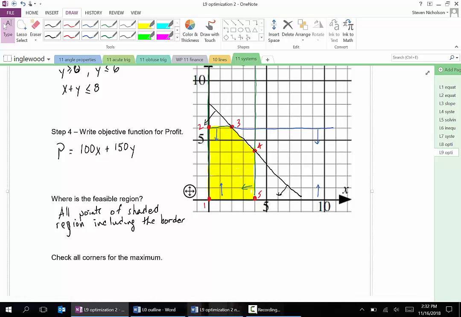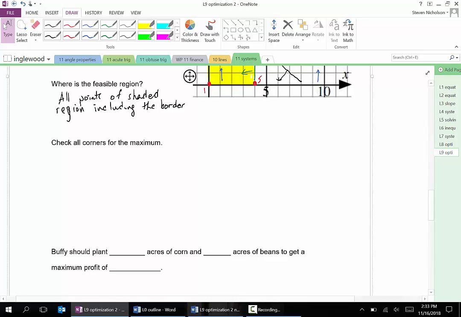Remember, if I'm asking you where the feasible region is, that highlighted yellow area and all the lines on the outside is the feasible region. But if we're actually going to check for the right answer, then we only need to check the corners for the maximum.